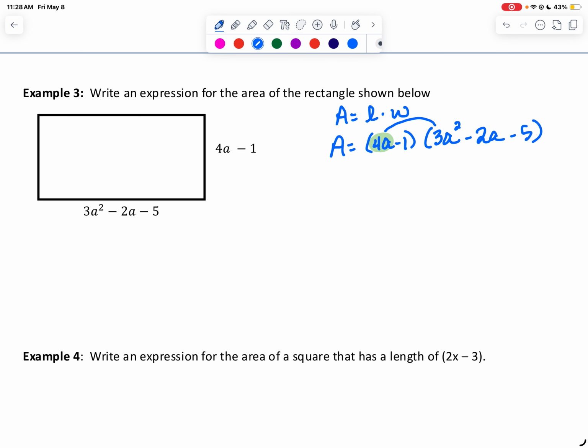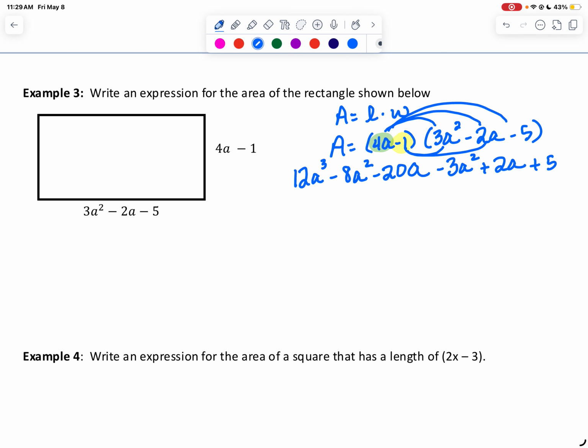All right, welcome back. Let's see how you did. 4a times 3a squared was 12a to the 3 power. 4a times negative 2a is negative 8a to the 2 power. And 4a times negative 5 is negative 20a. Now I'm going to take my second term, this negative 1, and multiply it by everything in the second parenthesis. So negative 1 times 3a squared is negative 3a squared. Negative 1 times 2a is positive 2a, and negative 1 times negative 5 is positive 5.